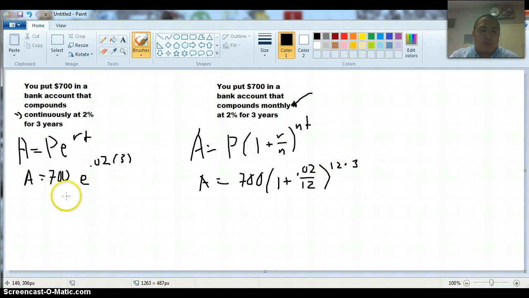When you plug these in, you get a value, and you can do that on your own. You can check to see that this one should be bigger than that one, because if it's compounding continuously, it means that it's giving interest fast, whereas in this one it's compounding every month. Go ahead, plug those into your calculators and give it a try.